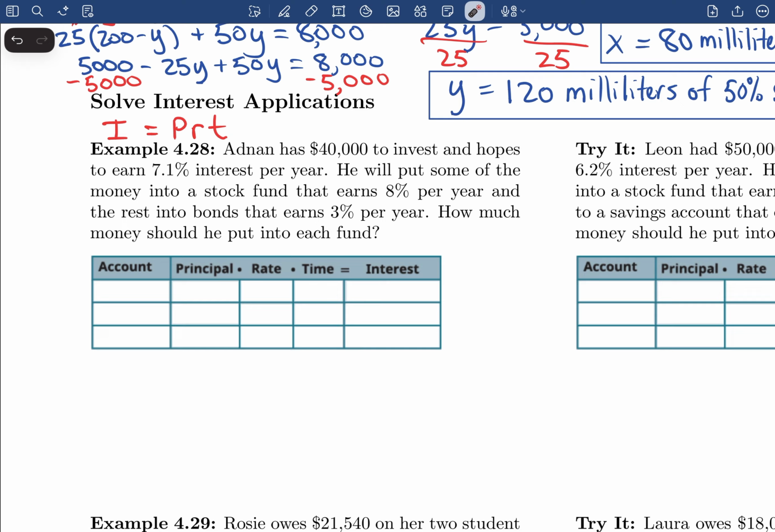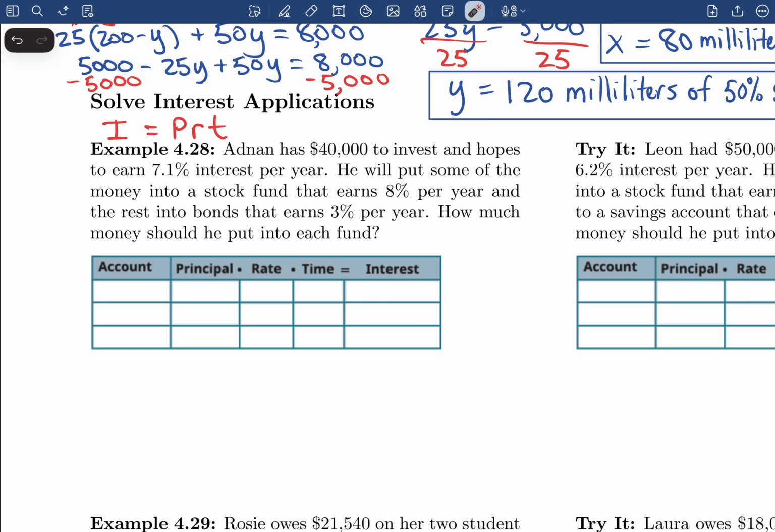Great. Let's apply this. So example 4.28 says Adnan has $40,000 to invest and hopes to earn 7.1% interest per year. He will put some of the money into a stock fund that earns 8% per year and the rest into bonds that earn 3% per year. How much money should he put into each fund?